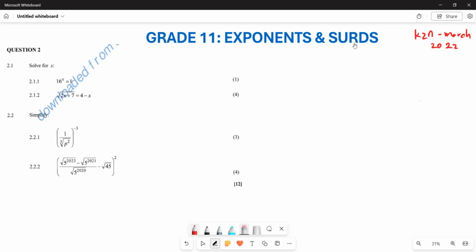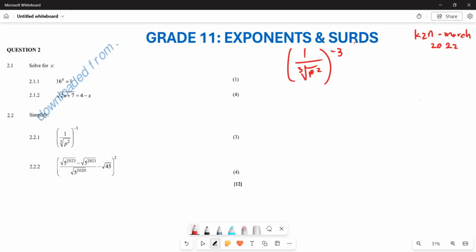Now, here, these are going to be your exponents. You are given 1 over (root of 3, p squared) close bracket, all this to the power of negative 3. How can you go about solving this particular question?